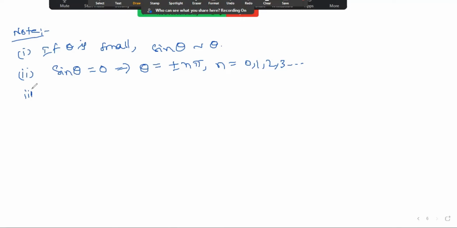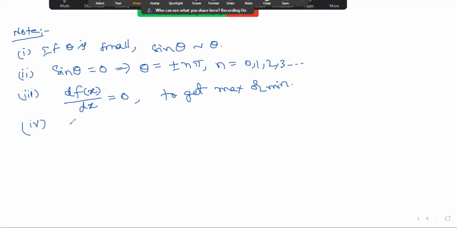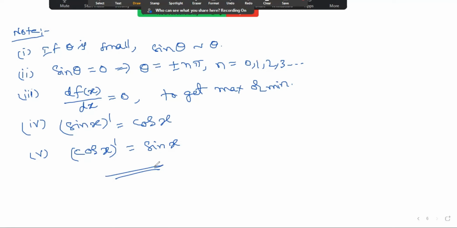Then typically, in order to get the maximum or minimum value of a function, what we will do is differentiate the function with respect to x and equate it to 0. Somewhere we will also use the differentiation of sine x as cos x, and the differentiation of cos x as minus sine x. So in the next part, we will see some more things.